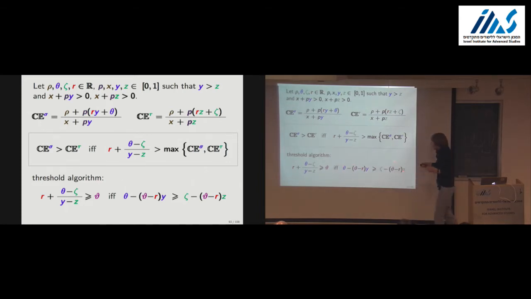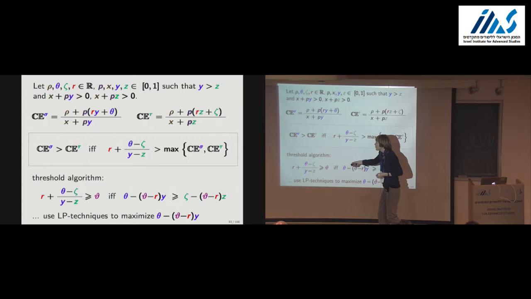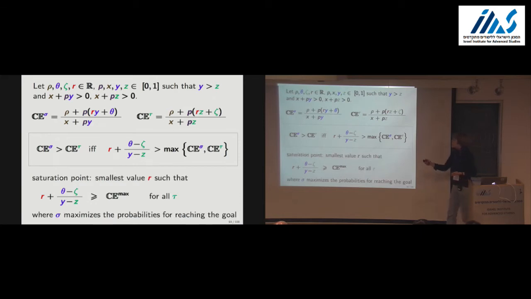And this can be rephrased as a linear program. Well, I cheated here a little bit. We have such a thing for every state. So indeed, I should attach here theta s, ys, and so on. So altogether, this gives a set of linear constraints. And what we do is we use linear programming techniques to maximize this value, which then gives us this one here. And we can use the same observation to compute a saturation point.